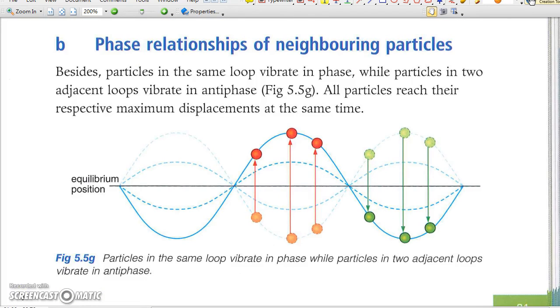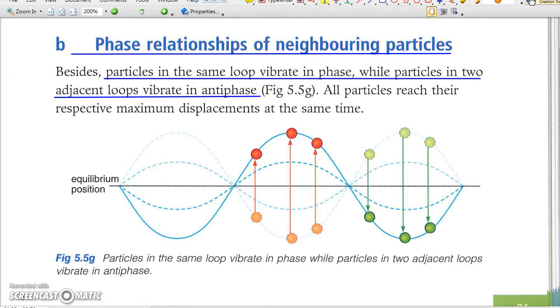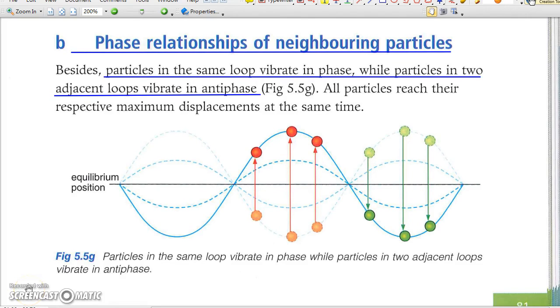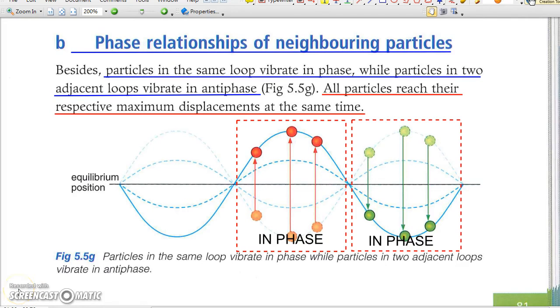B. Phase relationships of neighboring particles. In a stationary wave, all particles reach their maximum displacement at the same time. Particles vibrating within the same loop vibrate in phase, but in antiphase with the particles in the neighboring loop.